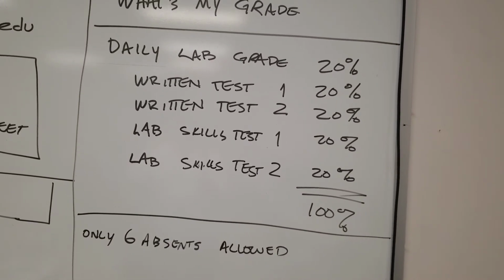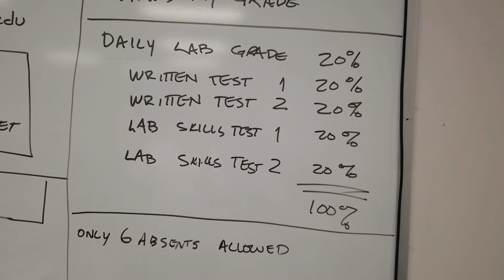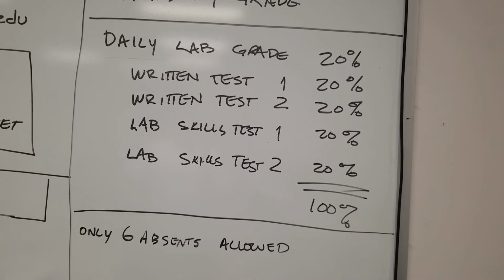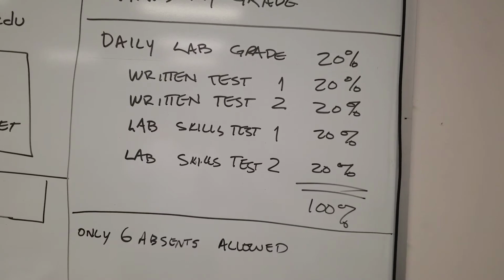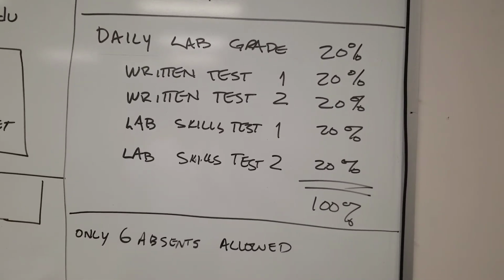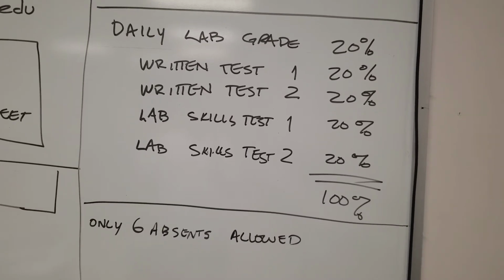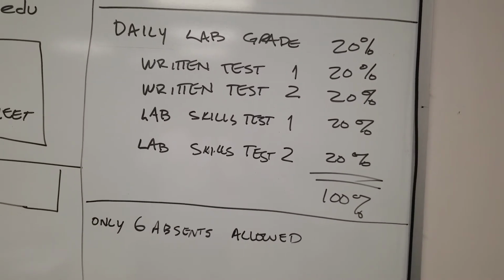We already went over the schedule. We meet 2 hours each time we come to campus for my class. So that's 4 hours a week. So each time we meet is part of your daily lab grade. Then we have 4 tests. 2 of those tests are written tests, and 2 of those tests are lab skills tests.